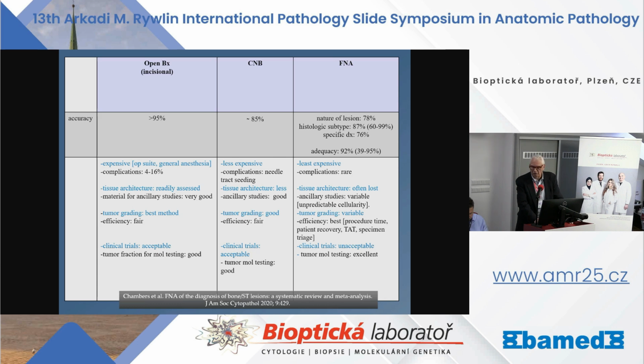This paper here by Chambers and colleagues from the University of Vermont was written about 5 years ago in the Journal of the American Society of Cytopathology. The three major methods of pathologically analyzing mass lesions of the soft tissue are open biopsy, core needle biopsy, or fine needle aspiration biopsy.